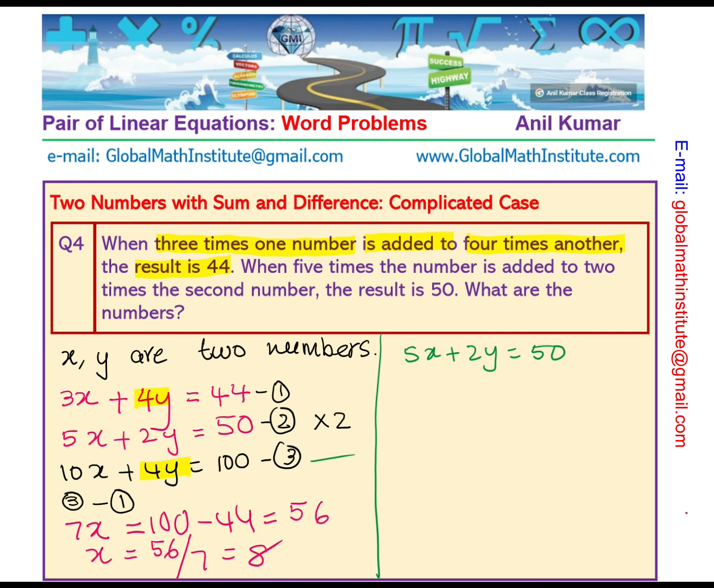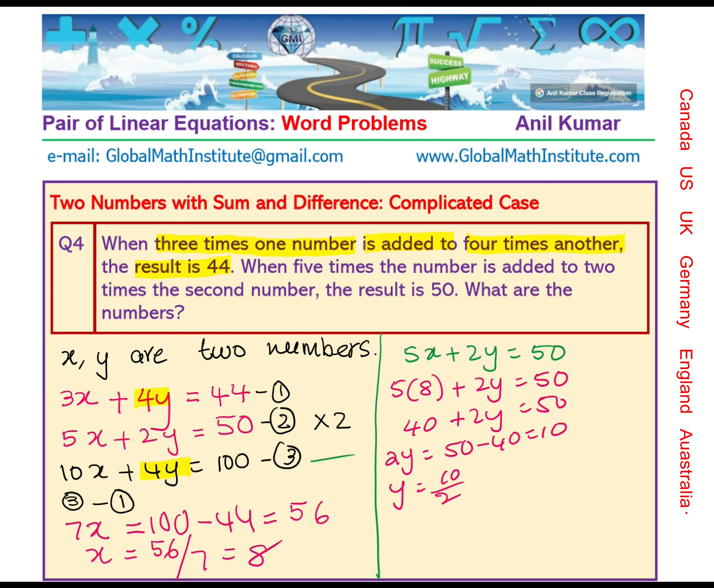Substitute the value of x as 8. So 5 times 8 plus 2y equals 50. 5 times 8 is 40 plus 2y equals 50. So 2y equals 50 minus 40, which is 10, or y is equal to 10 over 2, which is 5. So we get the values of both x and y. Clear? The value of x here is 8 and the value of y is 5.